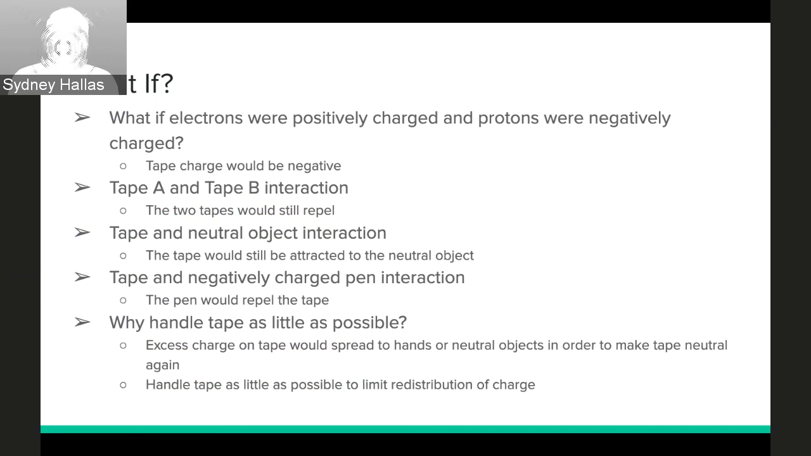The interaction between the tape and the negatively charged pen would be different, however, and the pen would repel the tape since they are like charges. The tape was handled as little as possible because the excess charge on tape would spread to hands or neutral objects in order to make the tape neutral. Therefore, it was handled as little as possible to limit the redistribution of the charge.